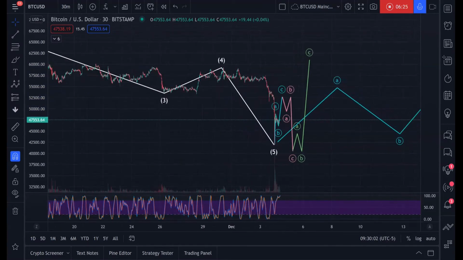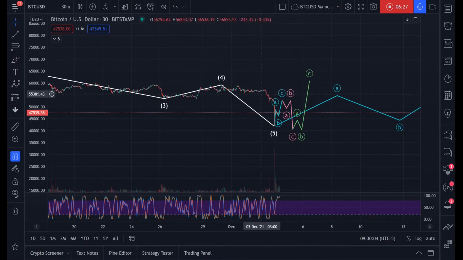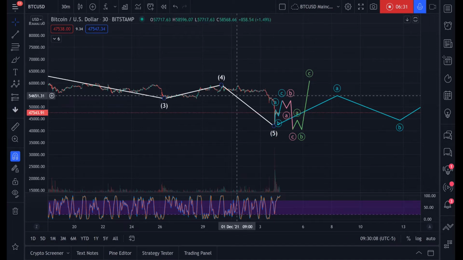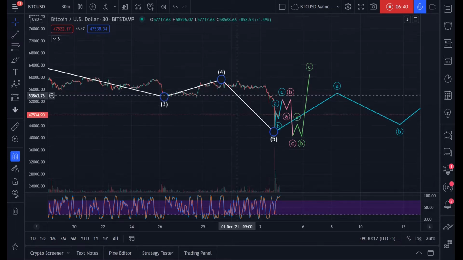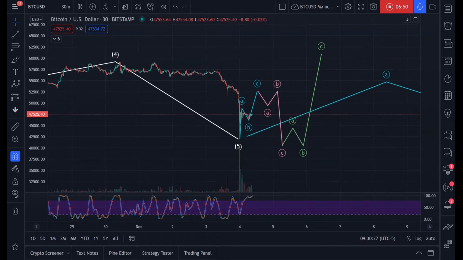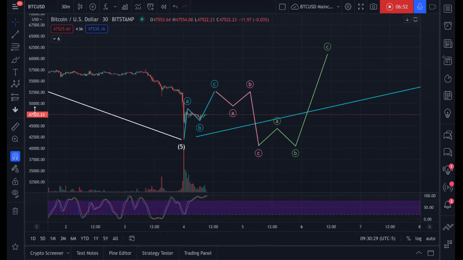So you have 5 waves down. We know every impulse is comprised of 5 waves. Every single time you have 5 waves down, you have 3 waves up, or you have 5 waves up, you have 3 waves down. We always get 5 waves followed by 3 waves. So these are the 3 waves we're going to get: A, B, C. That's essentially it. Just to simplify things, right?